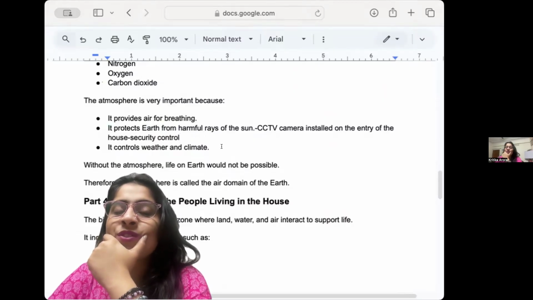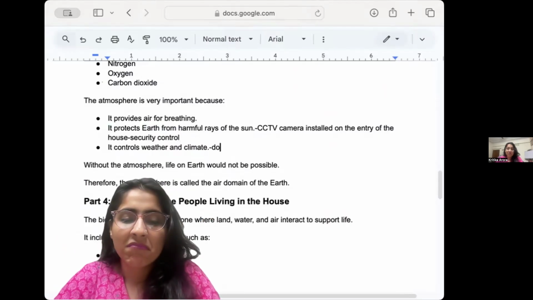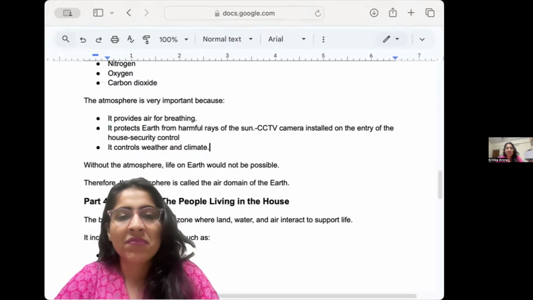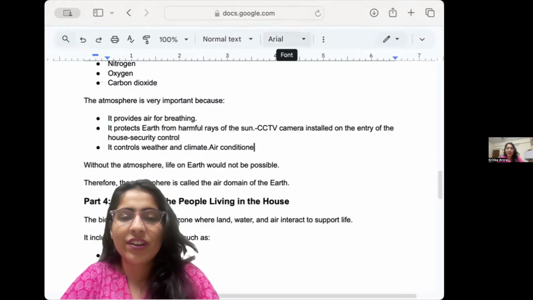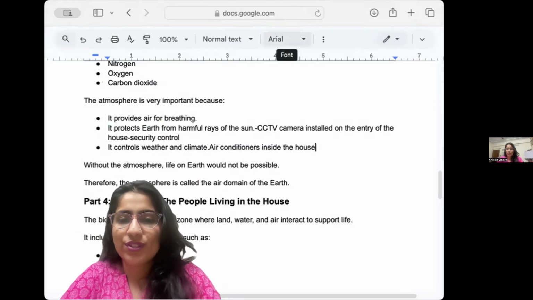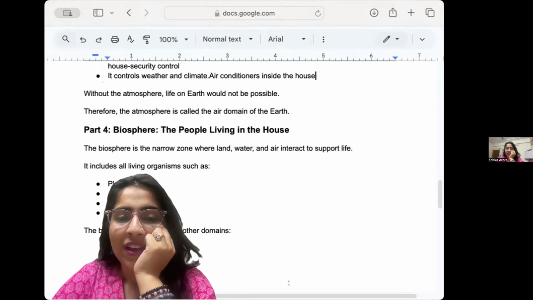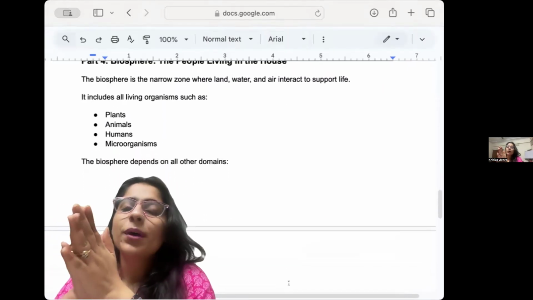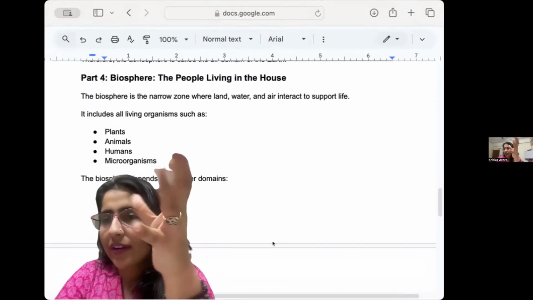And the one which is controlling the weather and climate could be the air conditioners inside the house. Now coming to the biosphere. Biosphere is basically the people living inside that house.